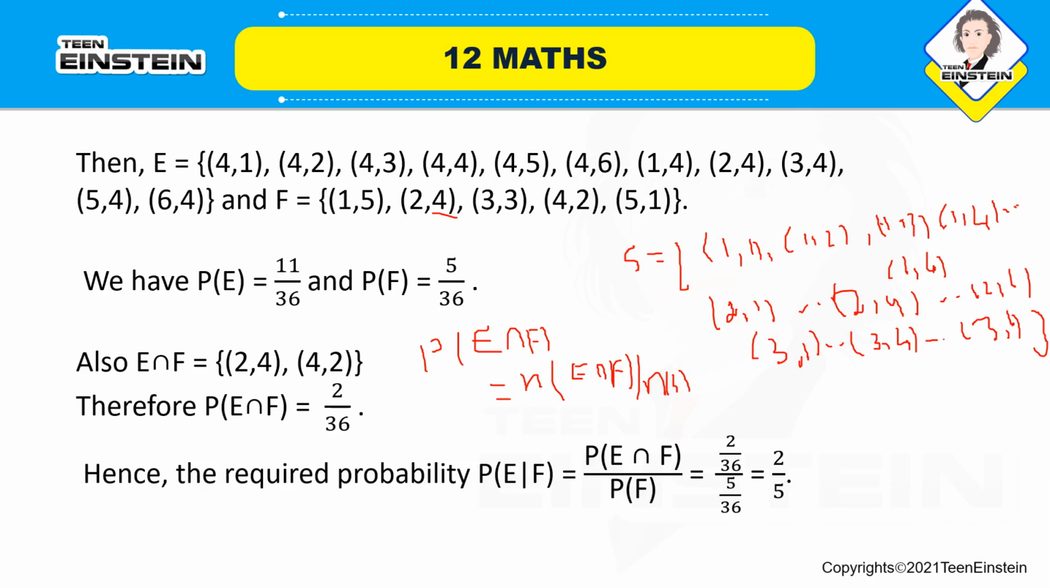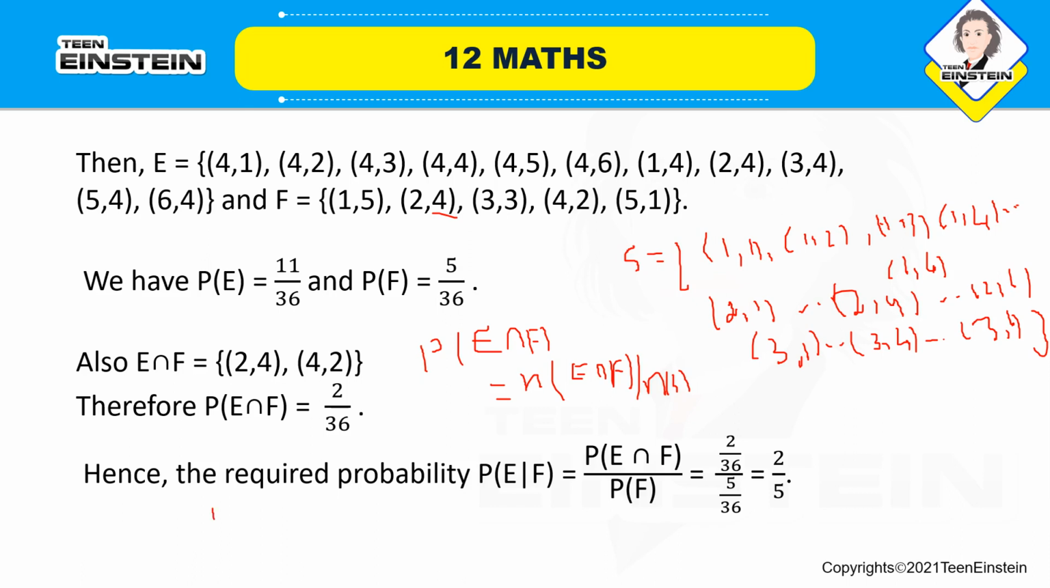Therefore, the required probability is P of E given F. That is the conditional probability that the number 4 has appeared at least once, given that the sum of the numbers appearing is observed to be 6. So this is P of E given F, which is equal to, what is the formula definition? P of E intersection F, intersection of the two events E and F, whole divided by P of F. So what is P of E intersection F? 2 by 36.